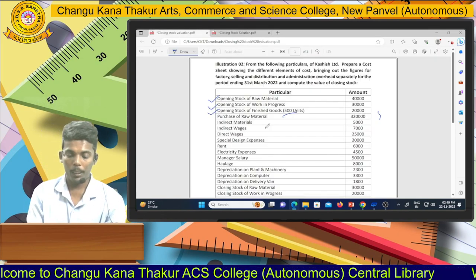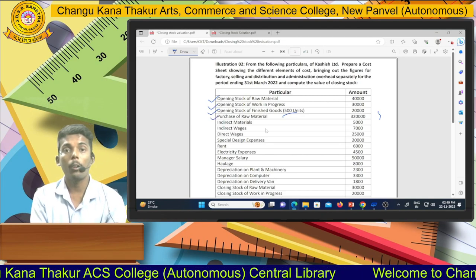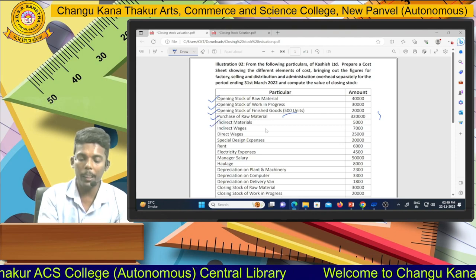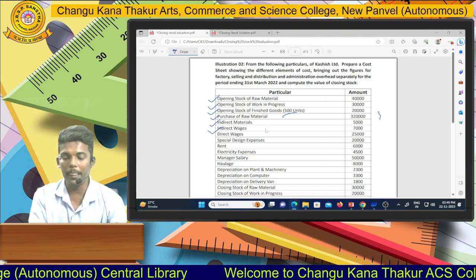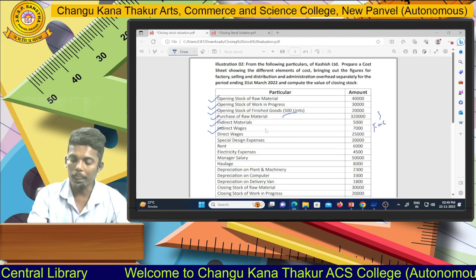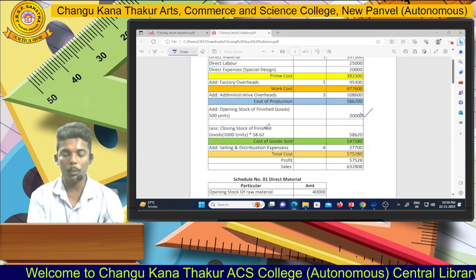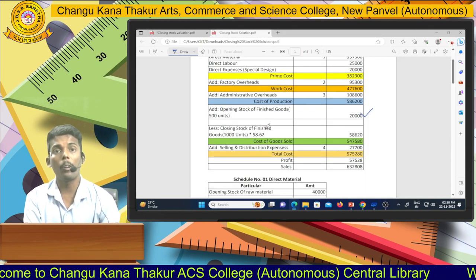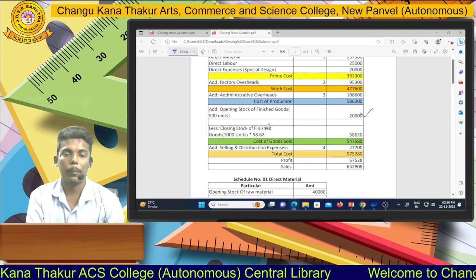Then they give you the purchase of raw material. Purchase of raw material is a part of the material consumed. Then they give indirect material and indirect wages. Indirect material and indirect wages are a part of the factory overheads. Then they give you direct wages. Direct wages we add into the prime cost, because what is the formula of the prime cost? Direct material plus direct wages plus direct expenses.